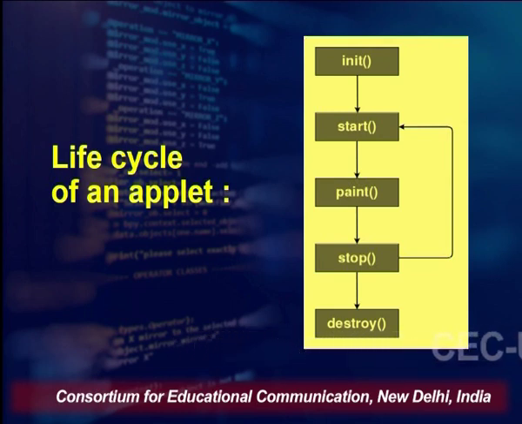So, these are 5 functions, and if you can see the sequence, this is the actual sequence. Initialization is done first, then the start method, then the paint method, and then the next phase when you want to stop or destroy. The first phase is a growing phase: initialization, start and paint. In the shrinking phase, when the applet is towards getting ended, it is handled with the help of 2 methods, one is stop and another one is destroy.